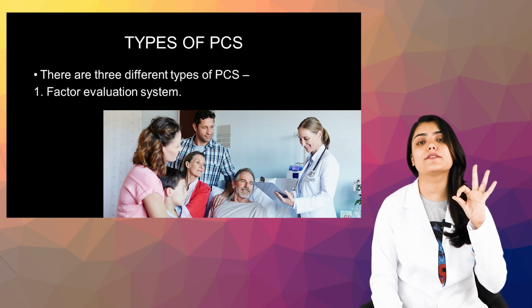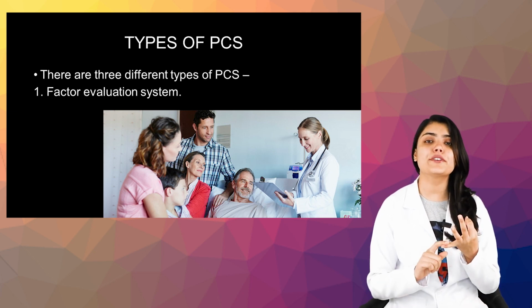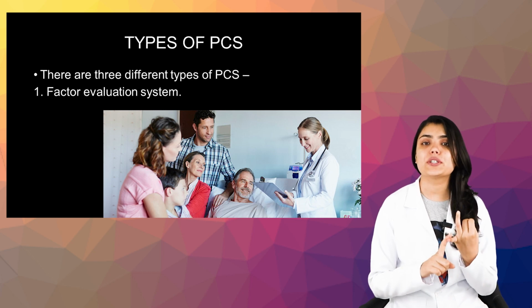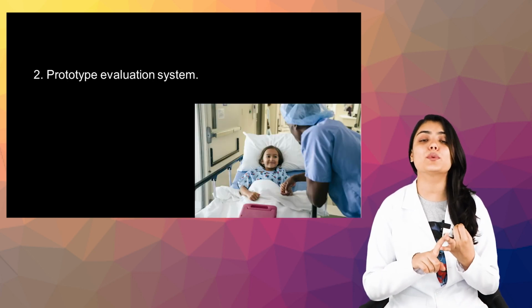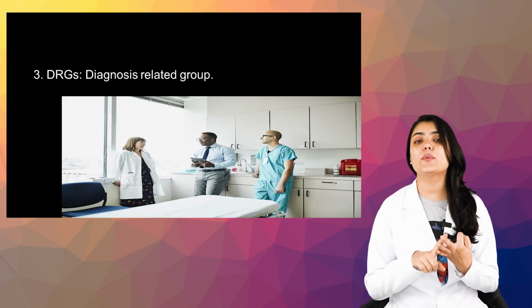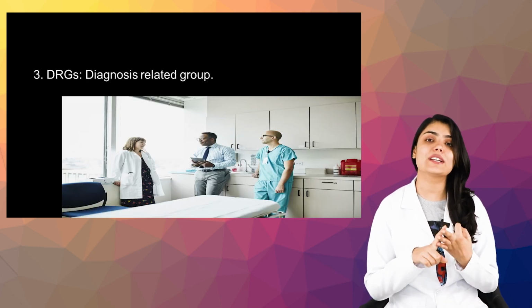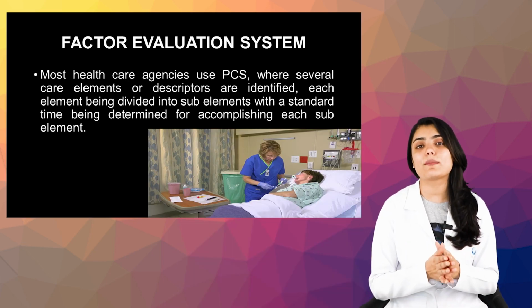There are majorly three different types of patient classification system. The first one is called factor evaluation system. The second one is called prototype evaluation system. And finally, we have DRGs, which stands for diagnosis related group. So we understand that the classification or categorization of patients is done in different ways in the three different types of PCS. Patient classification system is followed in almost all the healthcare agencies, in almost all the hospitals, but there can be different types of patient classification system that are followed. Let us see in detail one by one what each is.